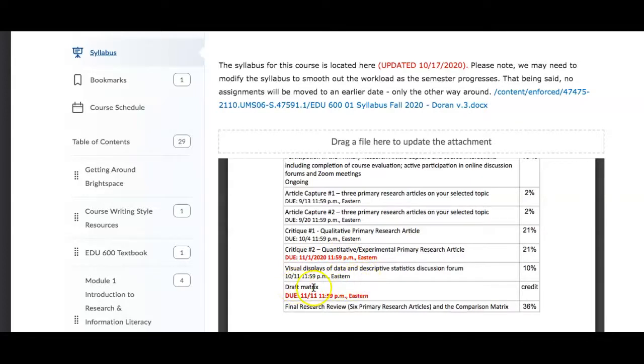I also changed the matrix, and don't worry about this one. I'll have a lot of information on this coming out. The matrix is going to be due on November 11th also. So those are the major changes in here. For now, just don't worry about the visual displays. I made a decision last week or 2 weeks ago to not do this. We'll see how that goes. But for now, don't worry about anything in here. It says 10% of the grade. I will adjust depending upon how things shake out.